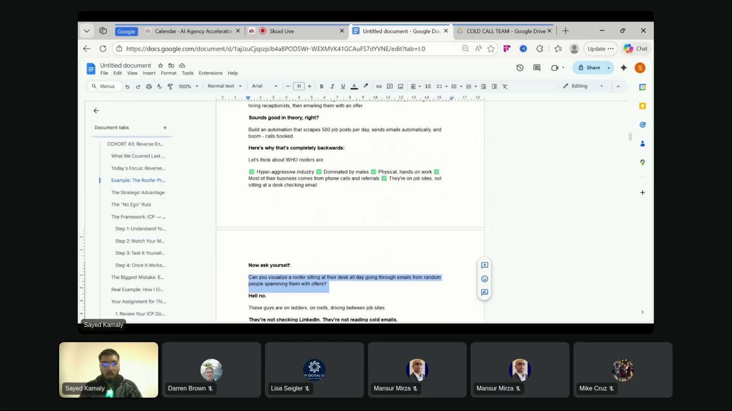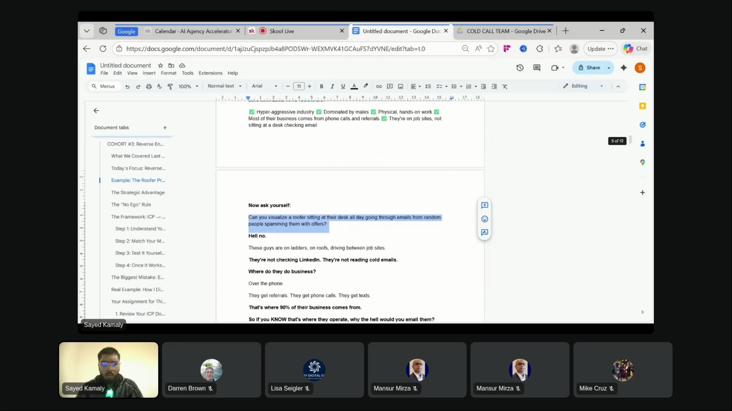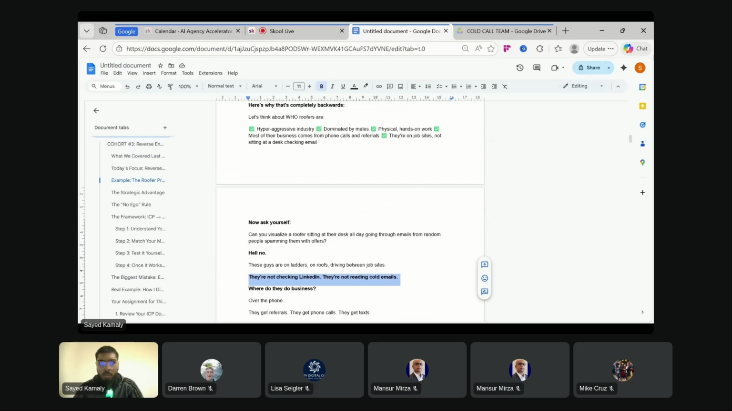I don't think that emails would necessarily be a good fit to meet these people where they are. And what do I mean by meeting these people where they are? These guys are on ladders, on roofs, driving between job sites. They're not checking LinkedIn. They're not reading cold emails. They're not waiting for someone to make them an offer via email.